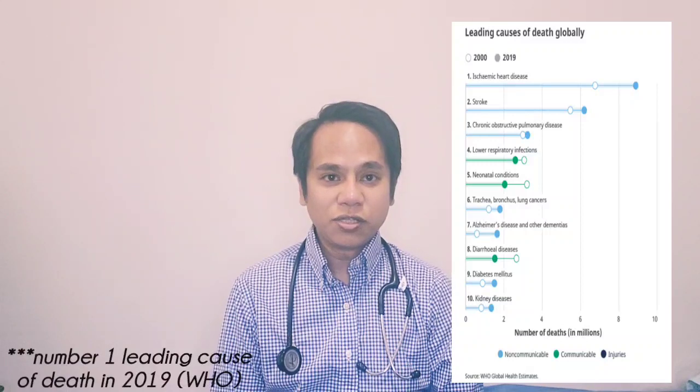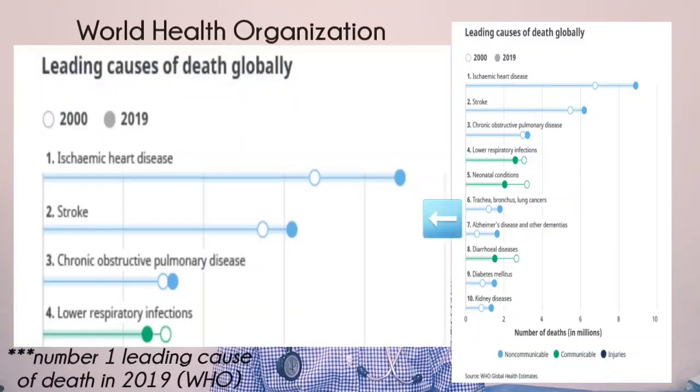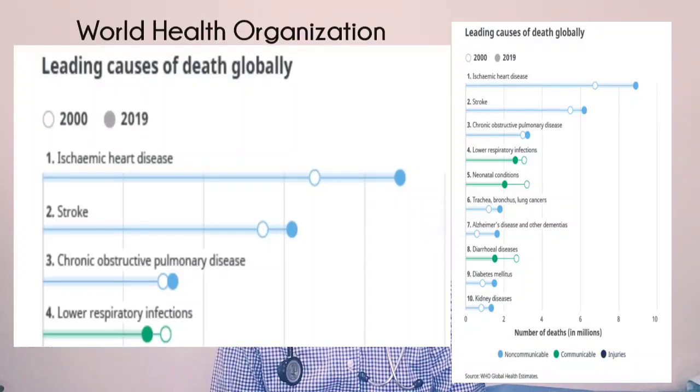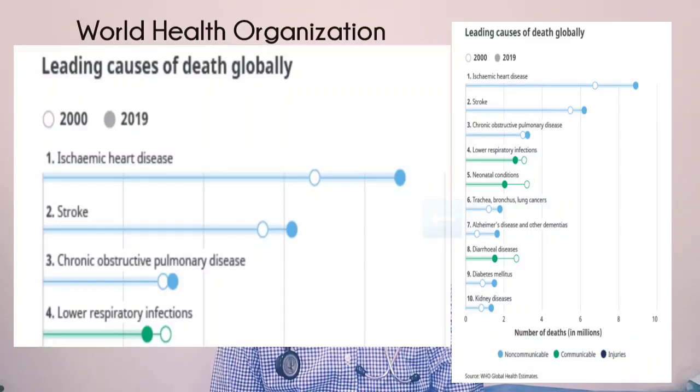Just a little bit of trivia. Ischemic heart disease is the number one disease in the world. According to the World Health Organization in 2019, pre-pandemic, ischemic heart disease is ranked number one as the most common disease that people experience around the world.